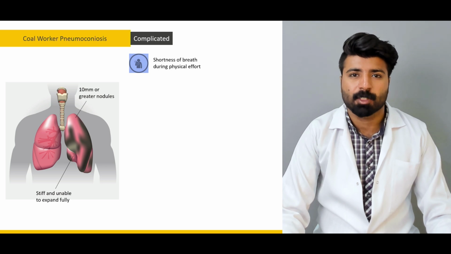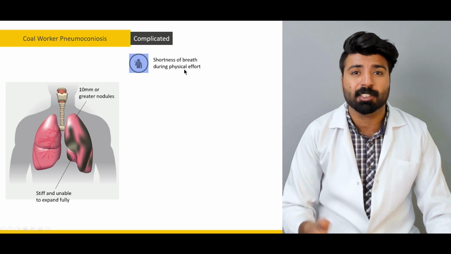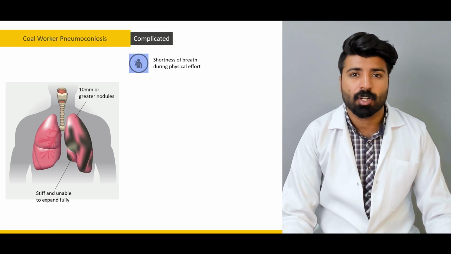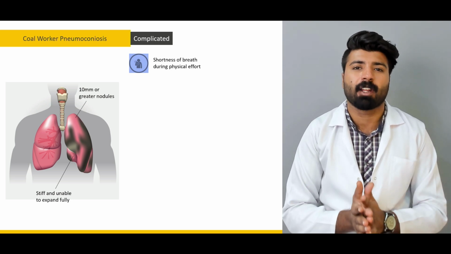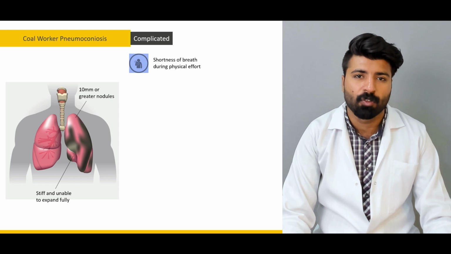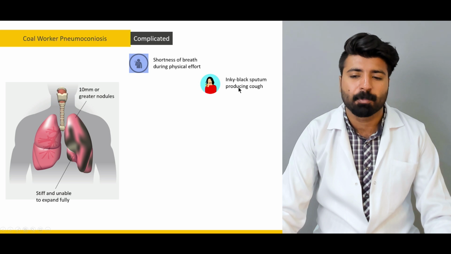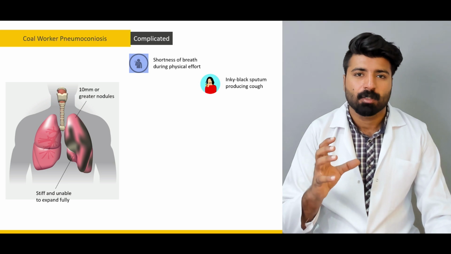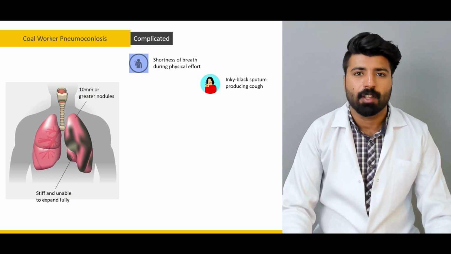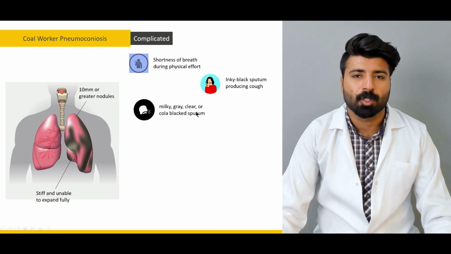So what will be the symptom-wise complication? The patient will be short of breath during physical effort. Whenever he will try to run and the body will try to compensate with more oxygen being supplied to the blood, shortness of breath will happen because not much area is participating in gases exchange because of coal worker pneumoconiosis. Further, we're going to get inky black sputum producing cough. He'll cough because of that black lung, because of that store of coal inside the lungs. That sputum will be black in color. Milky gray, clear, or coal black sputum, we already talked about it.